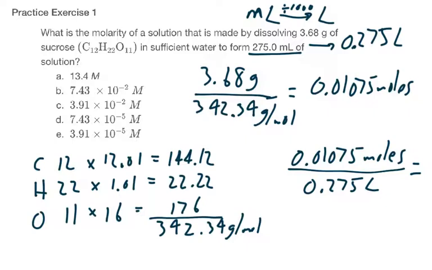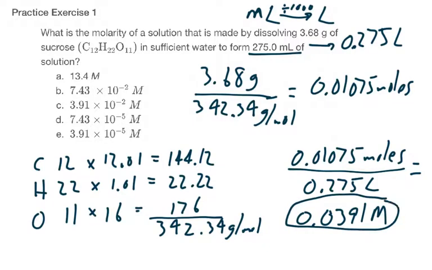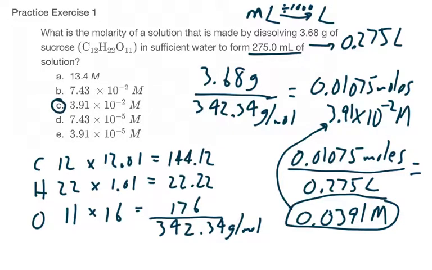And you're going to end up getting 0.0391 capital M for molarity. The capital M represents moles per liter. Now, if we put this in scientific notation, we'll write this over here, it's 3.91 times 10 to the negative 2 molar. So that will be our answer, which if you look at the numbers here, it's going to be letter C.